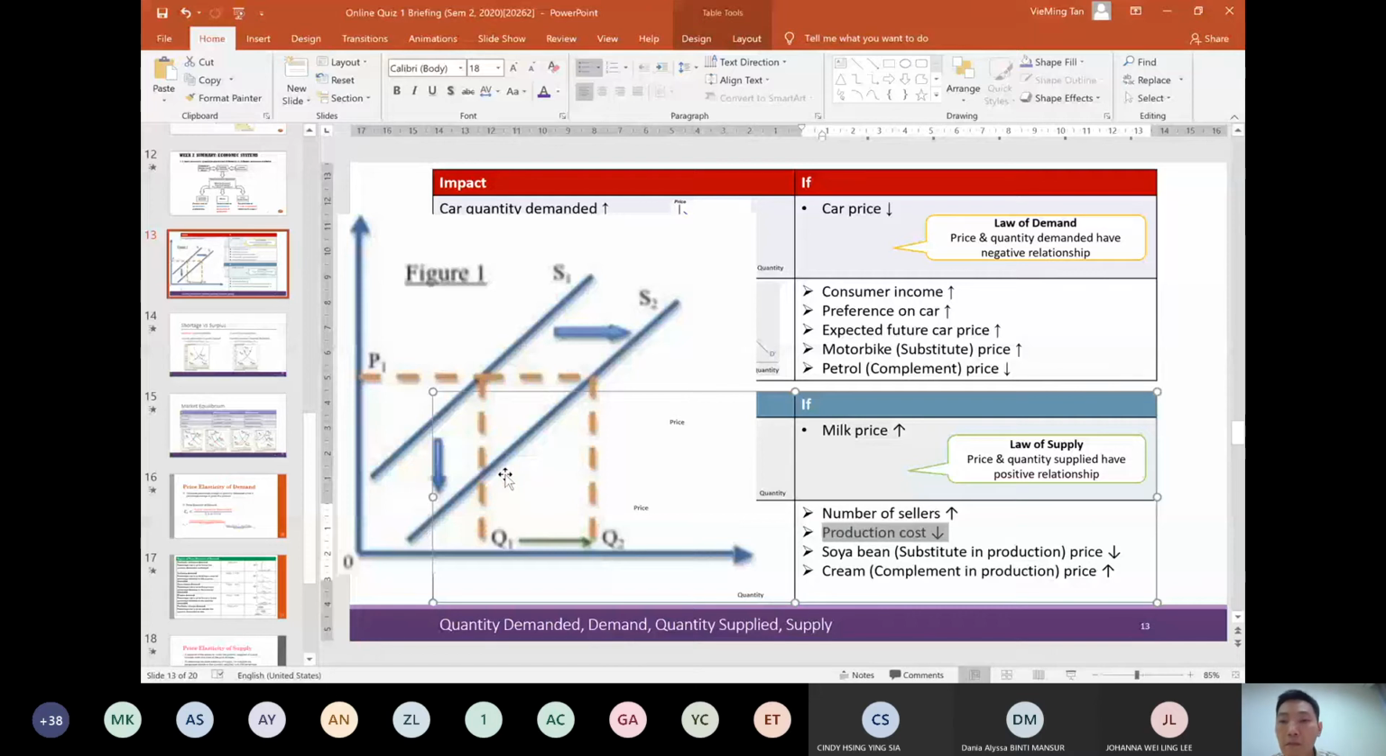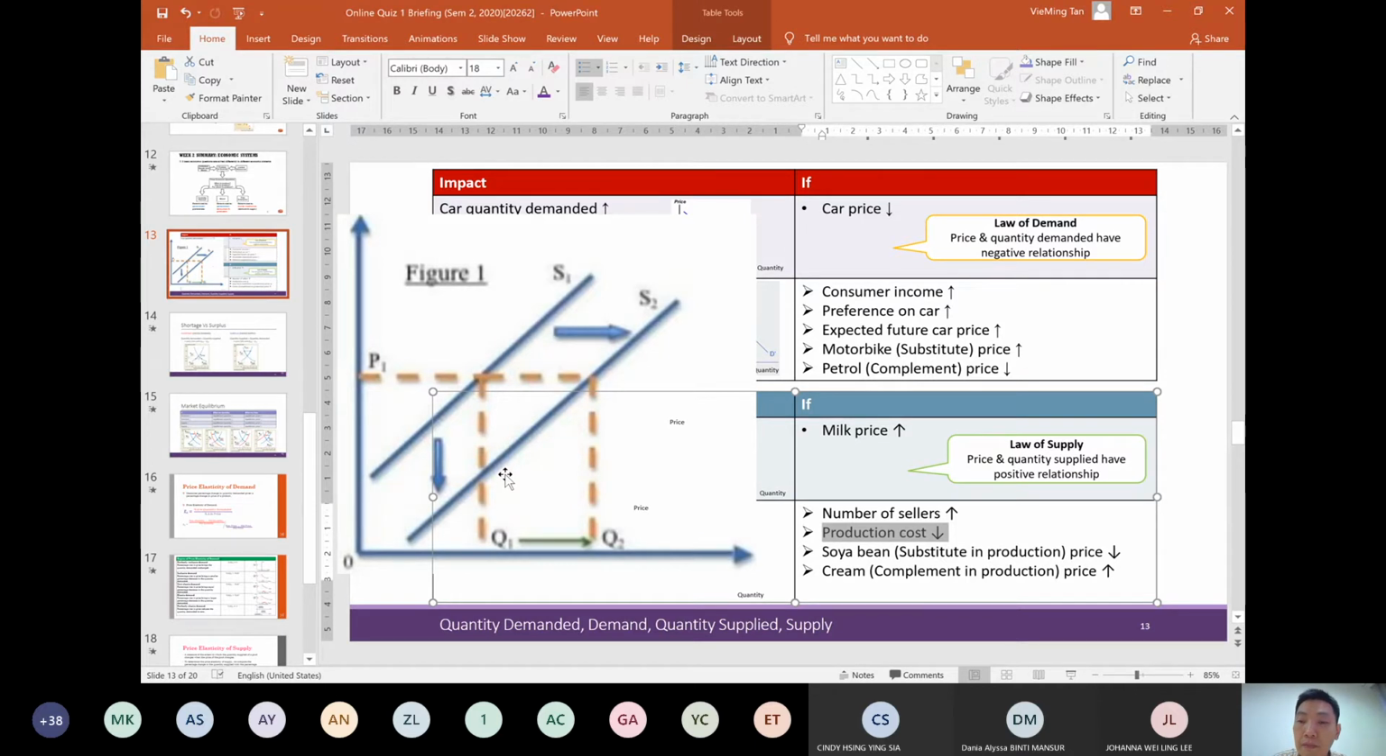Okay, next factor will be substitute in production. So substitute in production means the product that can be switched to by the supplier, because that product is an alternative product that can be consumed by the consumer. Alternative products. So an example of an alternative product for milk would be, let's say, soya bean.